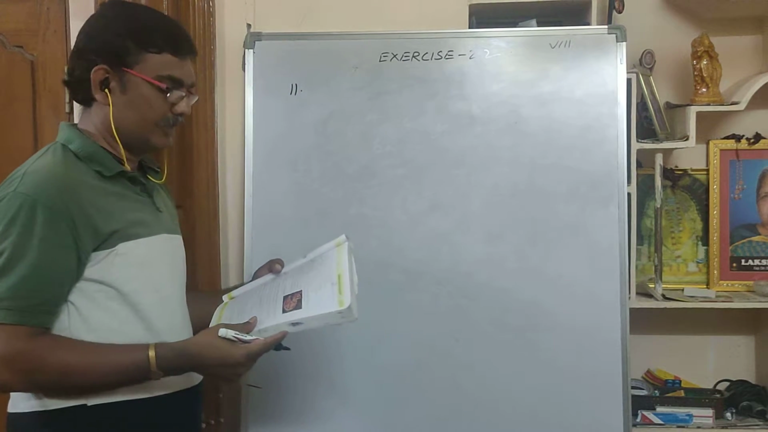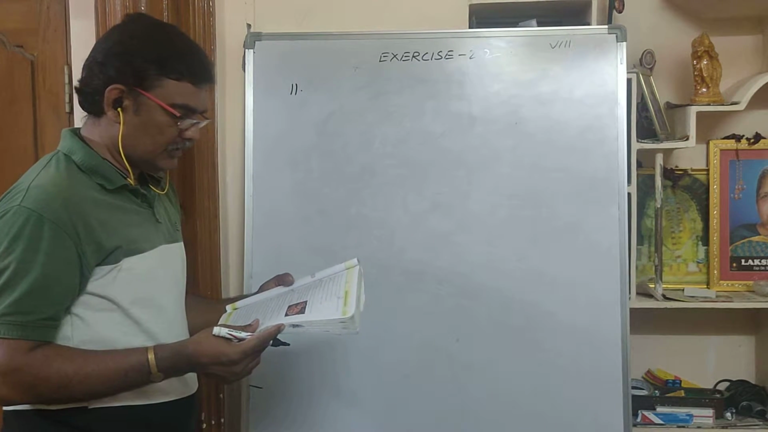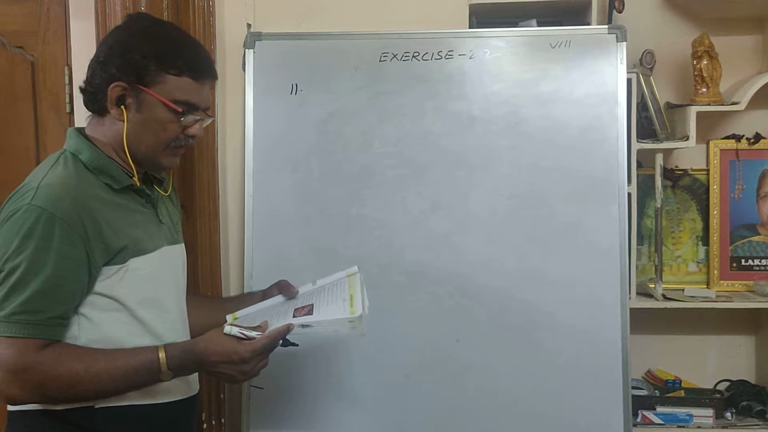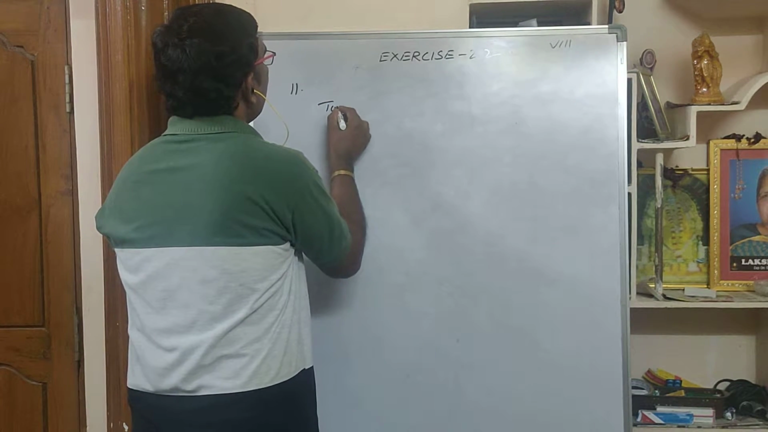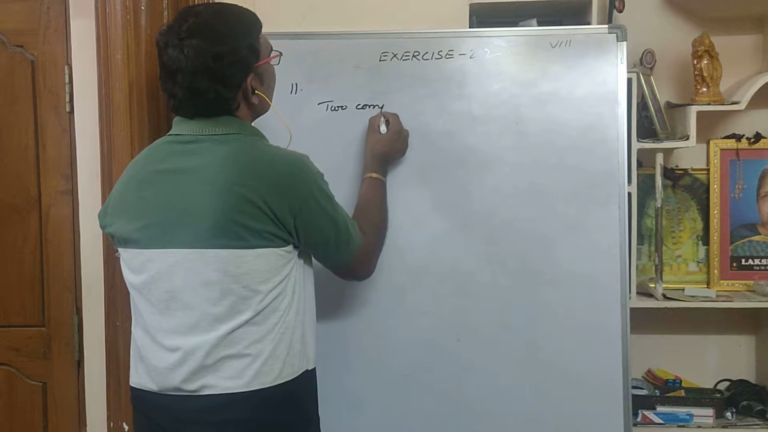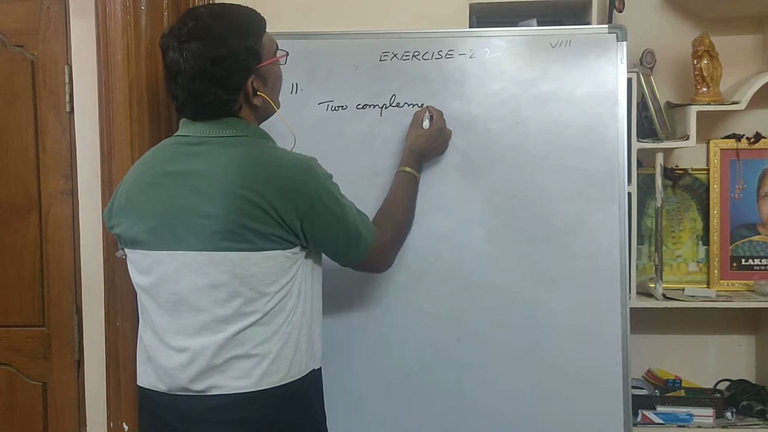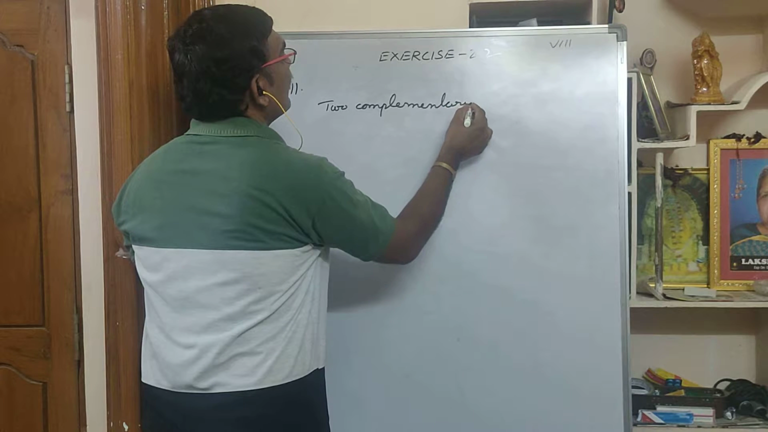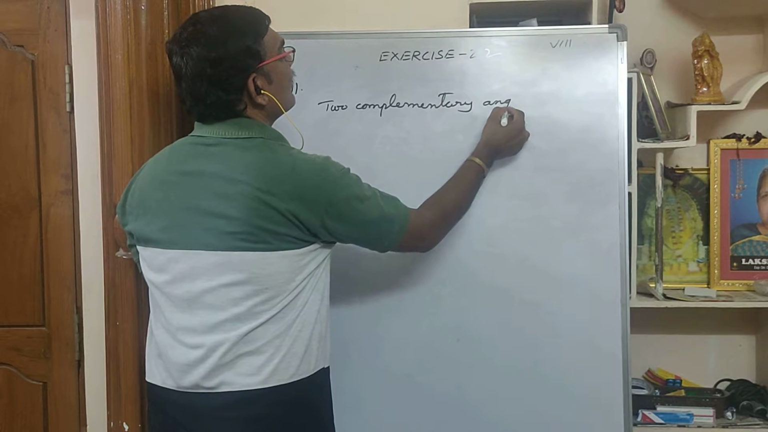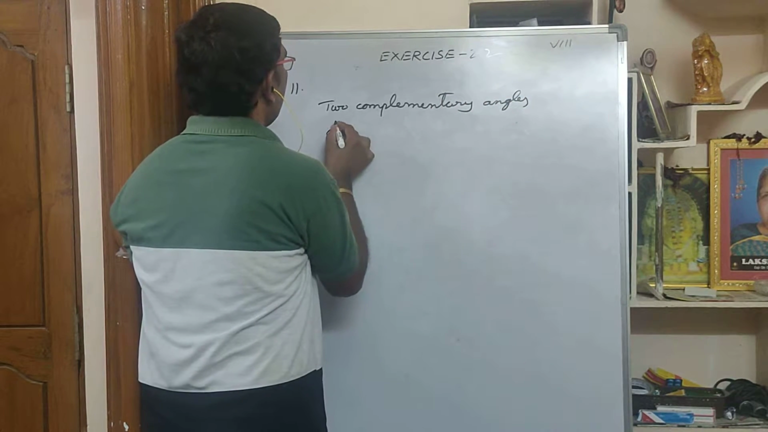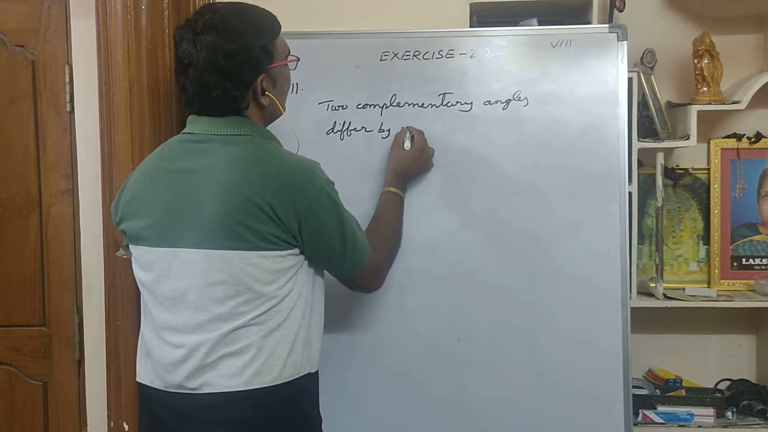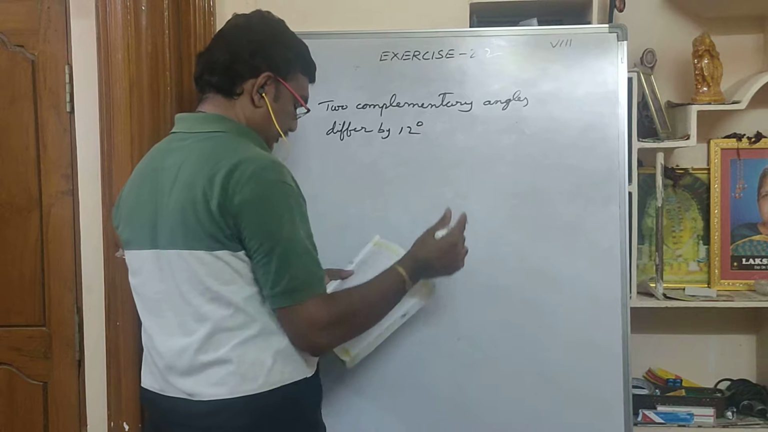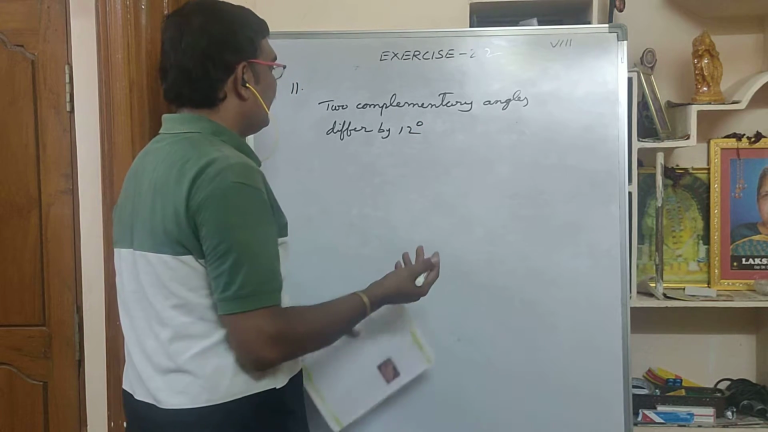11th problem. Okay, the problem is: two complementary angles differ by 12 degrees. Find the angles.